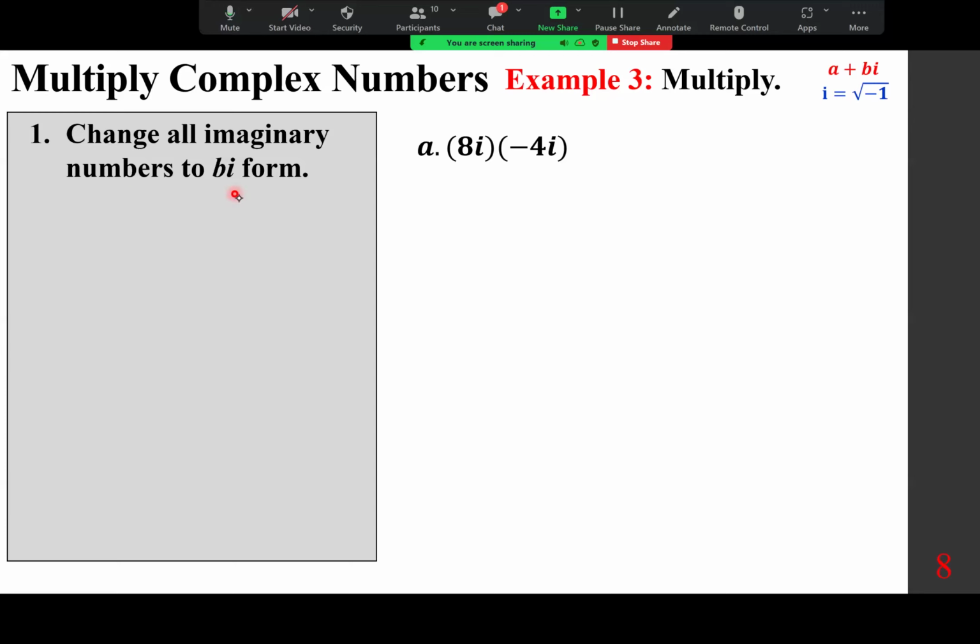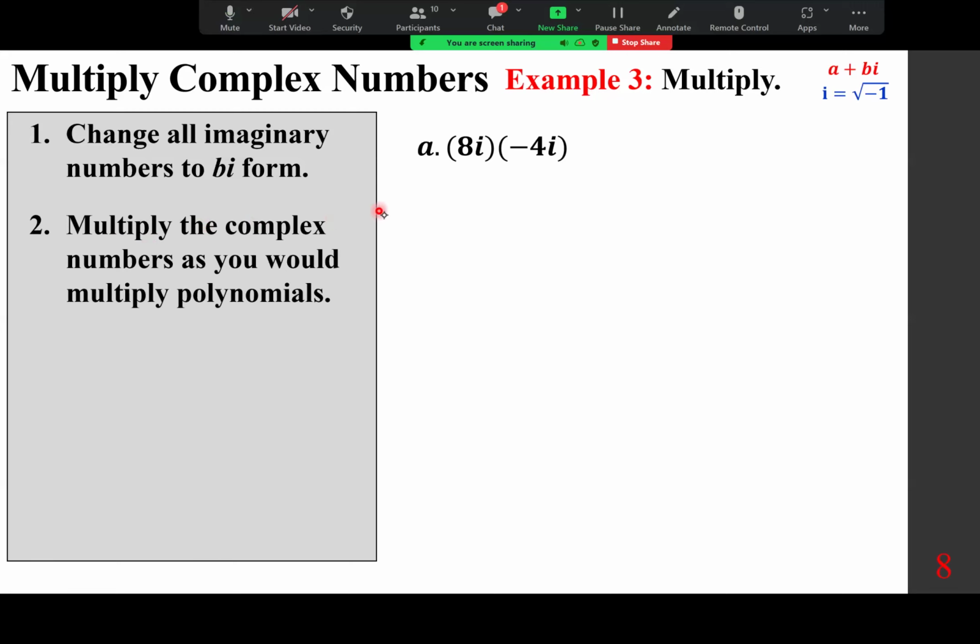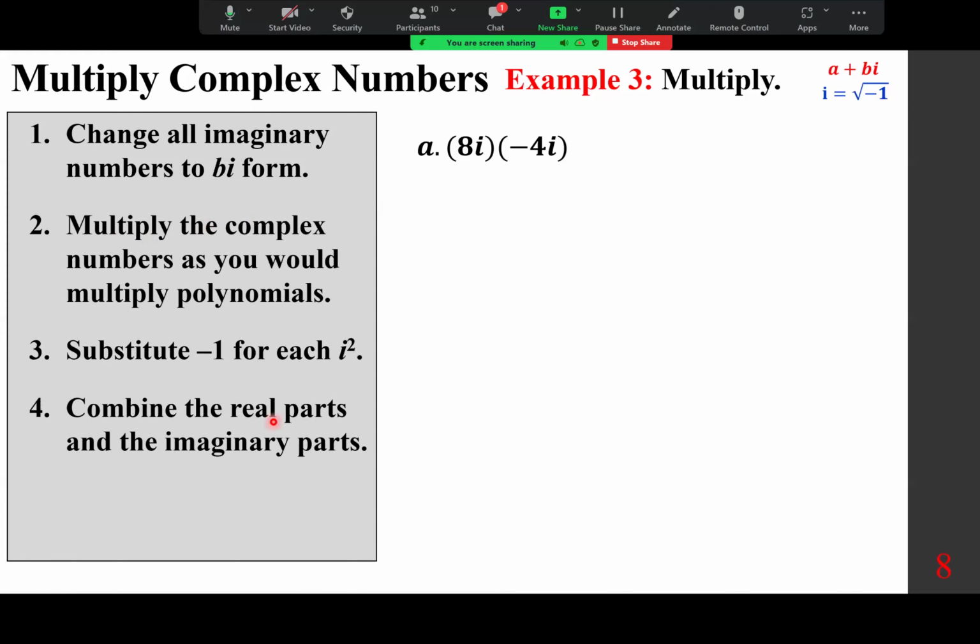Change all imaginary numbers to bi form, meaning if you have a negative under the radical, replace it with the i outside the radical. Multiply the complex numbers as you would multiply polynomials. Substitute negative 1 for i squared, because if i is square root of negative 1, then i squared becomes negative 1. Combine the real parts and imaginary parts. Write the answer in the form of a plus bi, a plus bi.